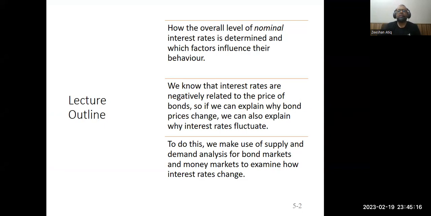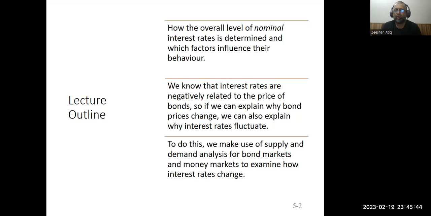And if you somehow know the determinants of all the assets, which actually determine the price of assets and the interest rates in the economy, you can somehow understand what kind of fluctuations bring what kind of change into the interest rates. In this particular lecture, we are going to look at how the overall nominal interest rates are determined and why they fluctuate. To actually understand the interest rates, we are trying to understand the underlying assets that basically have the price in terms of the interest rates.